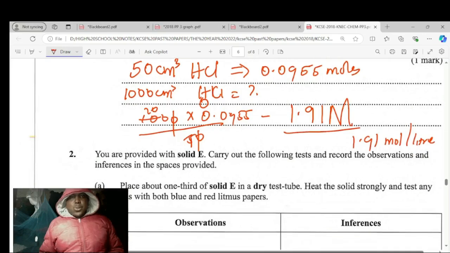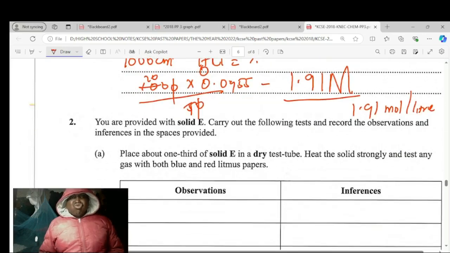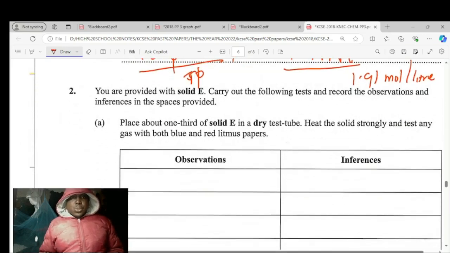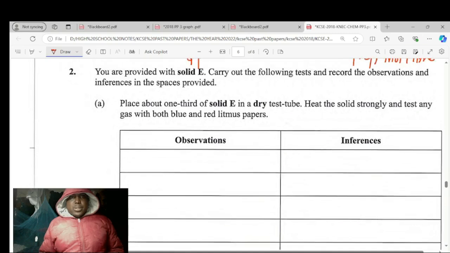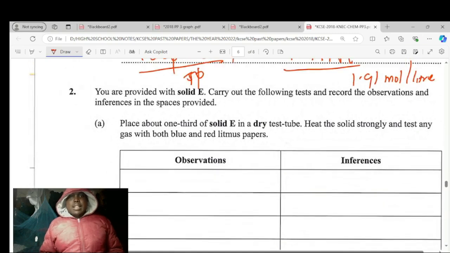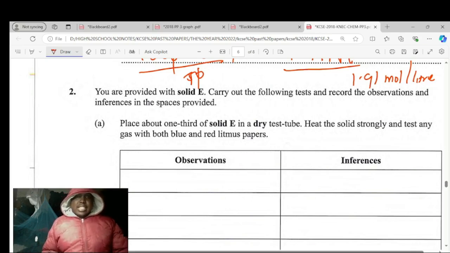Let me take you through qualitative analysis. You are provided with solid E. Carry out the following test and record the observation in the inferences, the spaces provided. Place about 1/3 of solid E in a dry test tube. Heat the solid strongly. Test any gas with both blue litmus and red litmus paper.